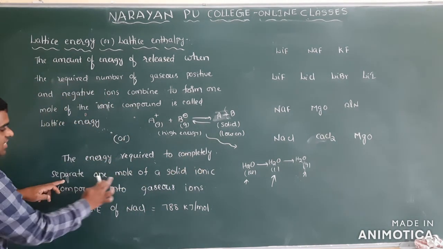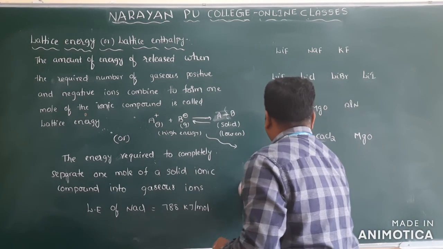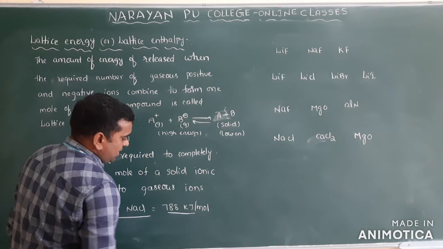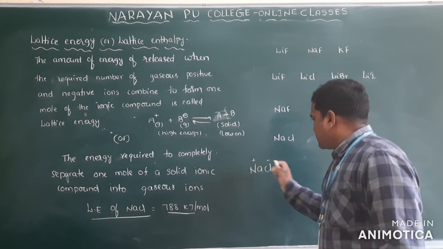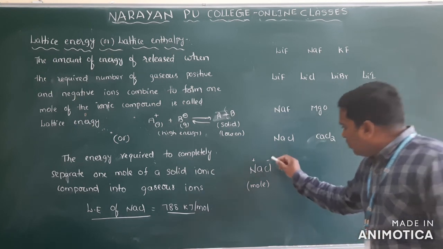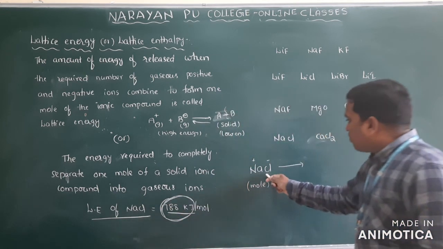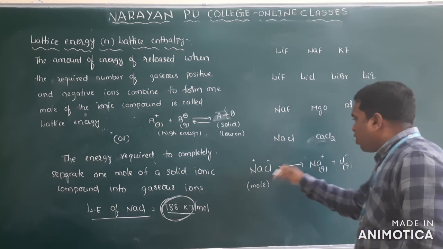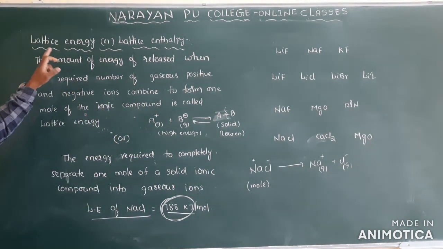So those are the two definitions: the energy required to completely separate one mole of solid ionic compound into gaseous ions, and that we call lattice energy. Clear? A simple example: the lattice energy of NaCl is 788 kilojoule per mole. What does it mean? In NaCl, Na plus and Cl minus have strong attraction forces. Taking one mole of sodium chloride, to break these attractions, 788 kilojoule is required, and it is converted into Na plus gas and Cl minus gas. The energy we supply to break the ionic bond into its ions is also called lattice energy.